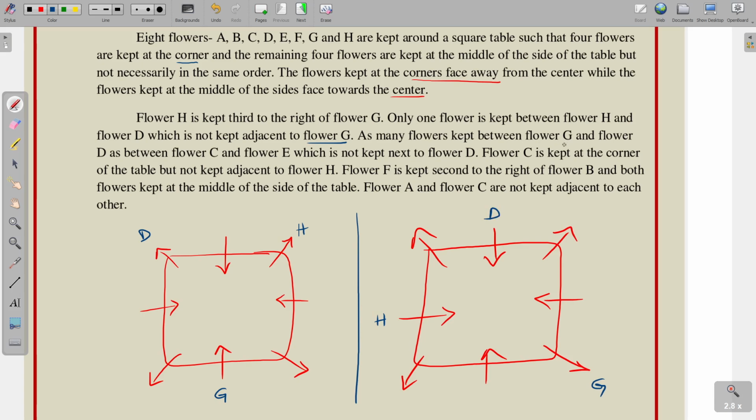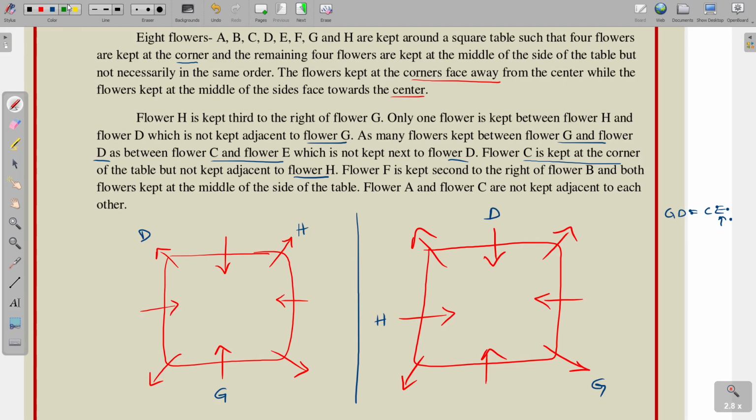As many flowers between G and flower D as between C and E, which is not next to D. So the number of flowers between G and D is the same as between C and E, and also E is not next to D. It means E is not adjacent to D. Next point, flower C is kept at the corner of the table but not adjacent to H. So C is at a corner, and the number of flowers between C and E is the same as between G and D. E is not adjacent to D and C is placed at the corner of the table.